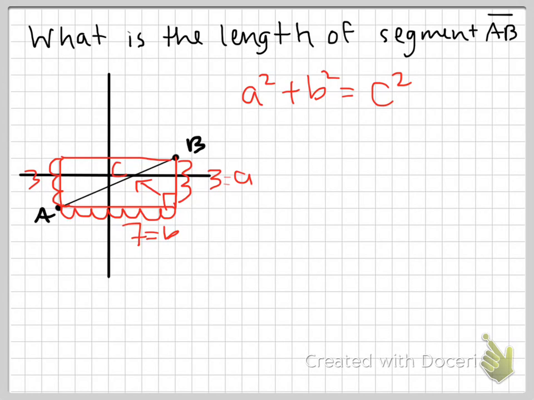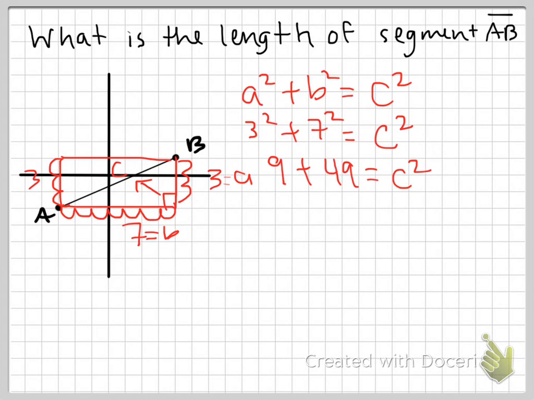All right, so now we can plug these numbers into our formula. So I have 3 squared for a, 7 squared for b, and we do not know what c equals, so we must leave it as a variable. All right, 3 squared means 3 times 3, so that's going to equal 9. 7 squared is 7 times 7, 49. And then c squared, we don't know what it is, so we're going to keep it the same.